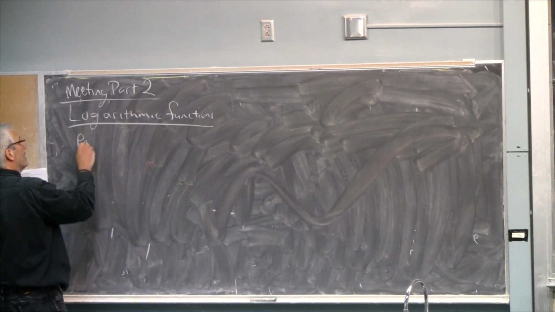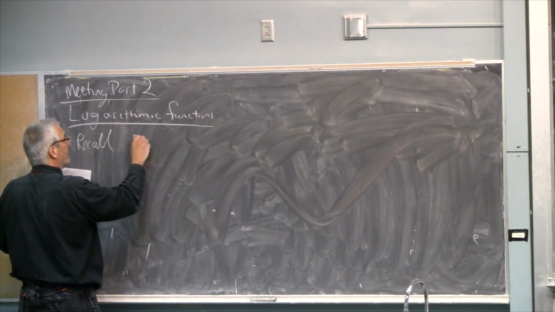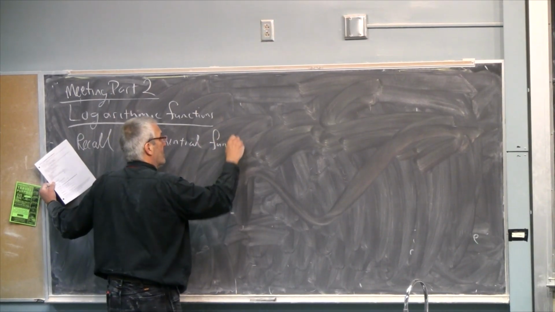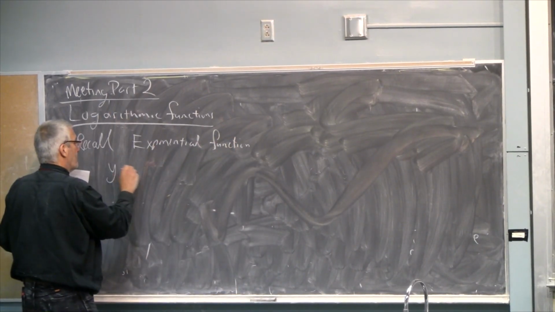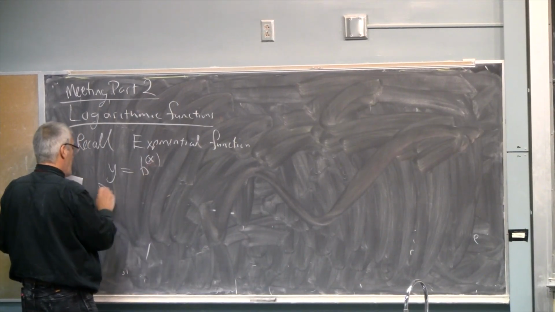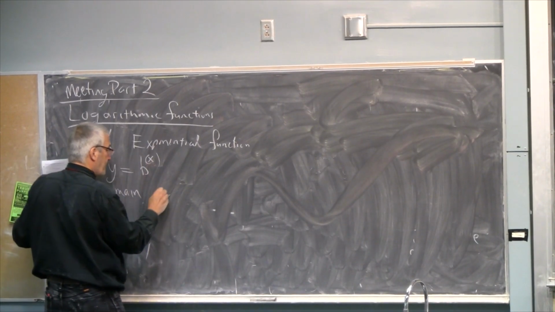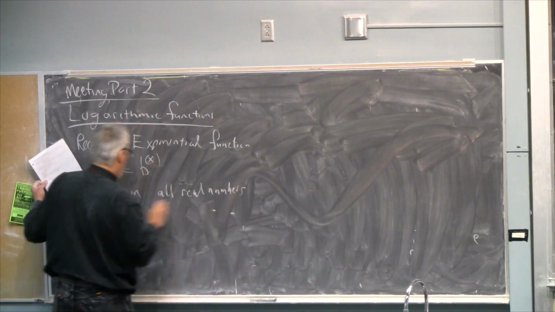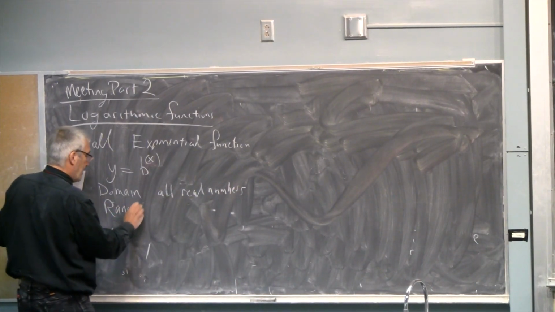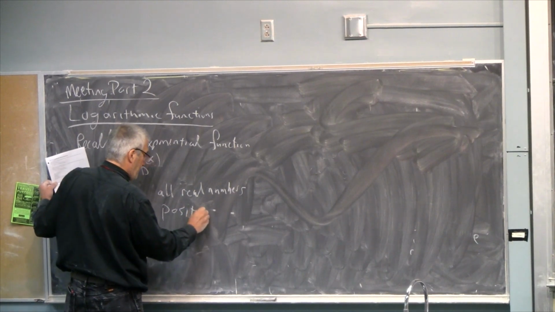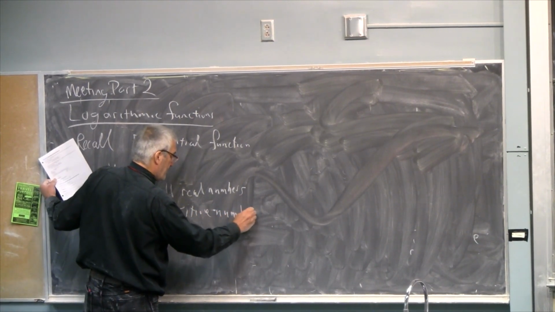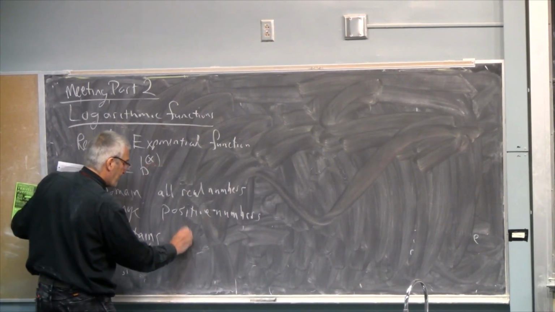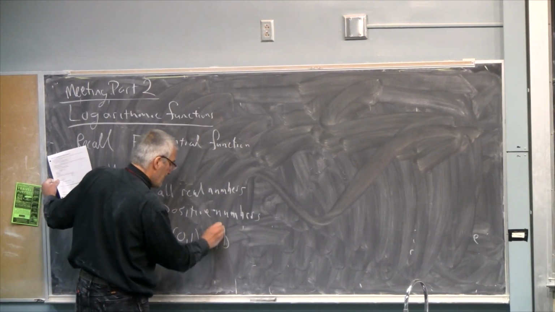So recall the exponential function y equals b to the x. It has domain all real numbers, and has range positive numbers, and it contains the points (0, 1) and (1, b).